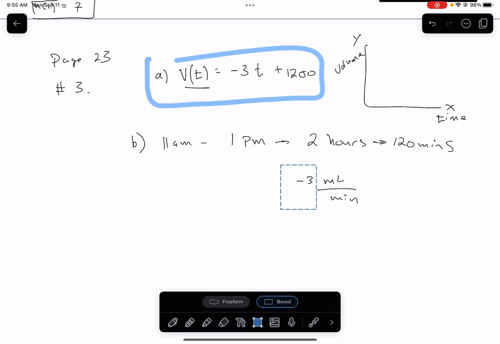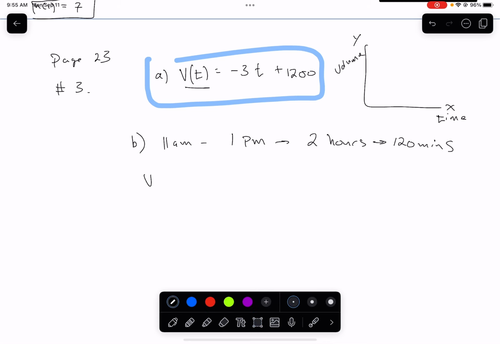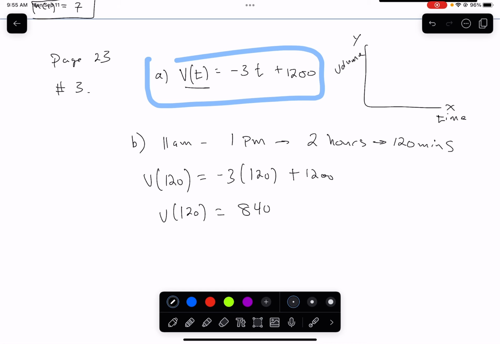Okay, so basically, I'll rewrite the equation so we can evaluate. So the volume at 120 minutes is going to equal -3 times 120 plus 1200. So the volume at 120 minutes is, what's that? You want to do that for me or have the answer? Andrea? 840. 840 what? Milliliters. Yep.